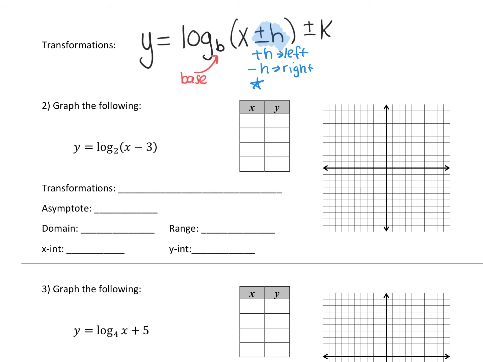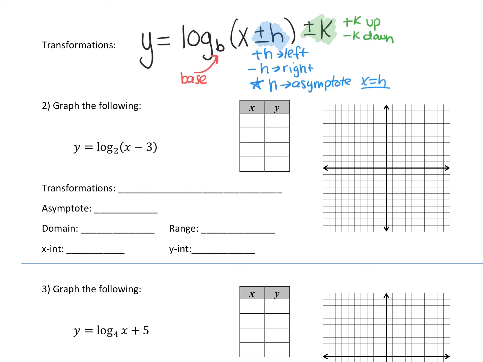The other thing that's important to know is that h is going to be my asymptote. It's always going to be x equals h. Plus or minus k: plus k is up, and then minus k is down.